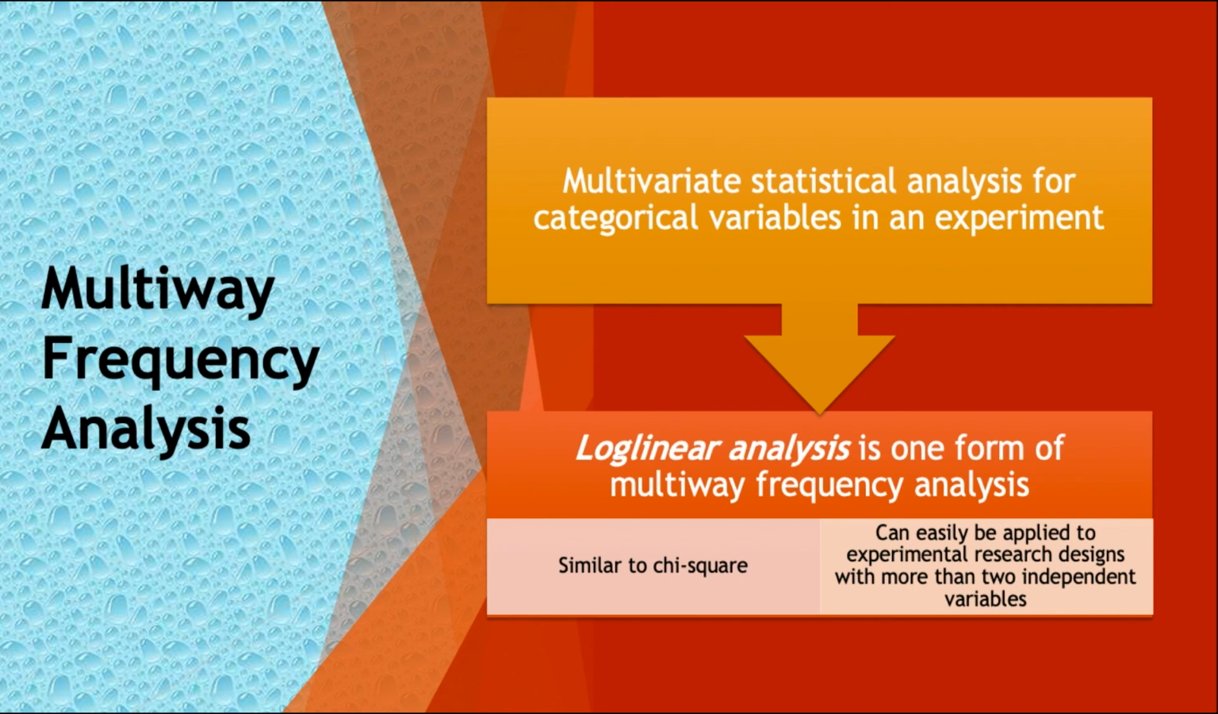A specific type of multi-way frequency analysis used for categorical or qualitative variables is log-linear analysis. A log-linear analysis is analogous to chi-square in that you use observed and expected frequencies to evaluate the statistical significance of your data. An important difference between chi-square and log-linear analysis is that log-linear analysis can be easily applied to experimental research designs that include more than two independent variables, whereas chi-square is normally limited to only the two-variable case. What are the applications of log-linear analysis?